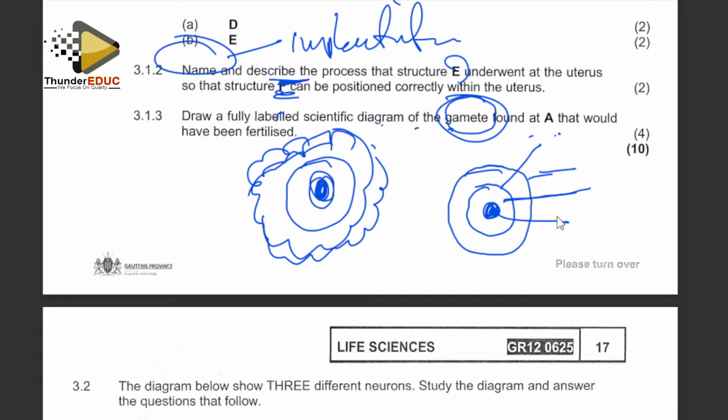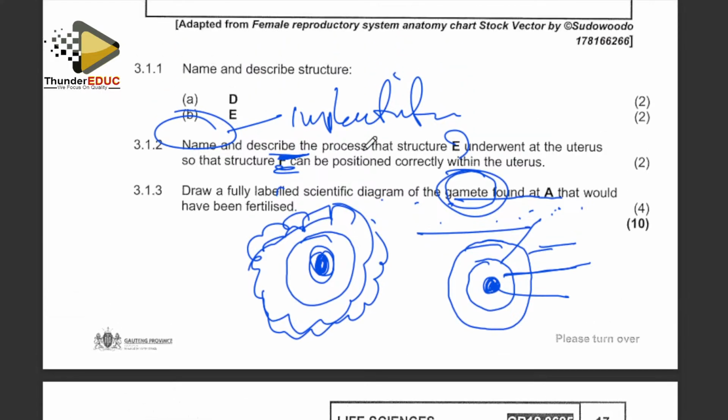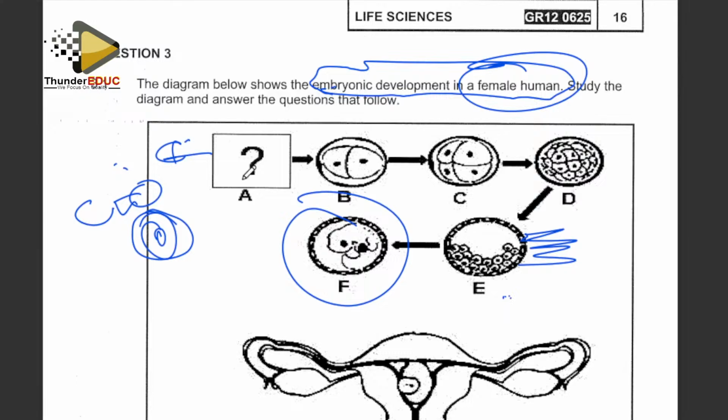And then now you tell us that the diagram showing a gamete found at A, or the diagram showing the ovum. Simple. So guys, that's why I said this is a gamete. It is not a zygote, because a zygote is not a gamete.